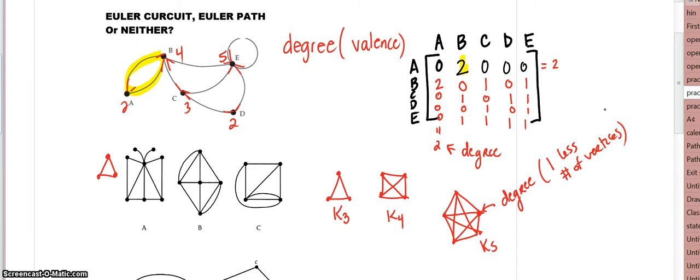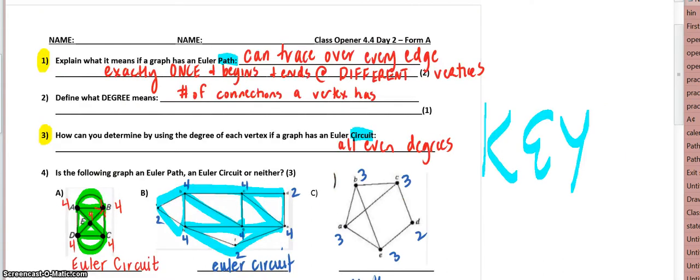Okay, we talked about something called an Euler path and an Euler circuit, so we're going to take a look at that next. Okay, this is the answer sheet to the class exit slip yesterday. What it means to have an Euler circuit is that you can take your pencil and trace over the graph, so I'm going to draw a graph on the side here, and hit every edge exactly once, but you're going to return to the place that you started.